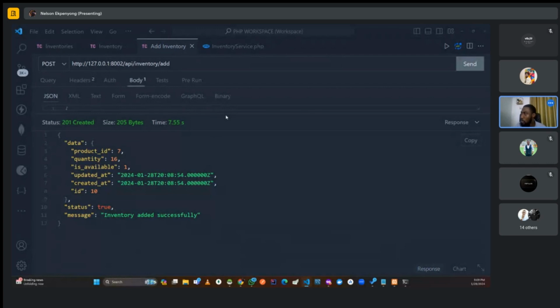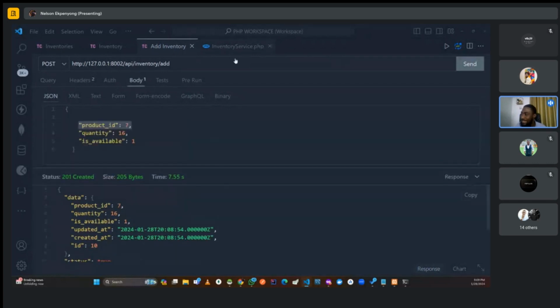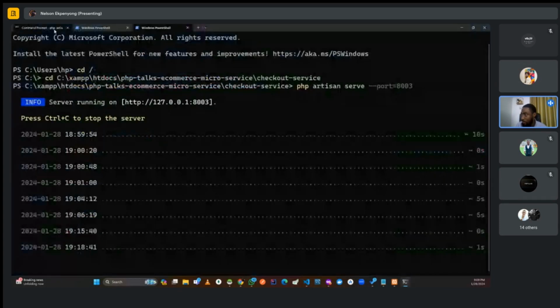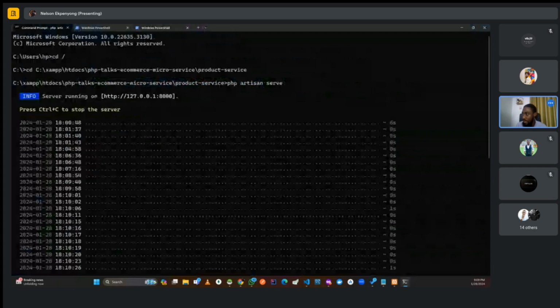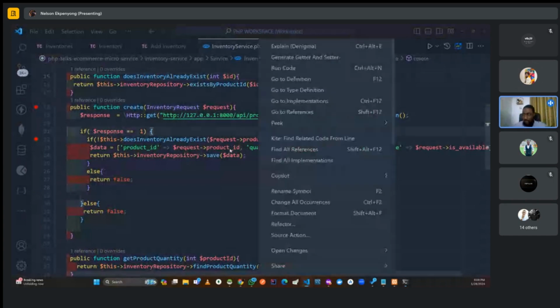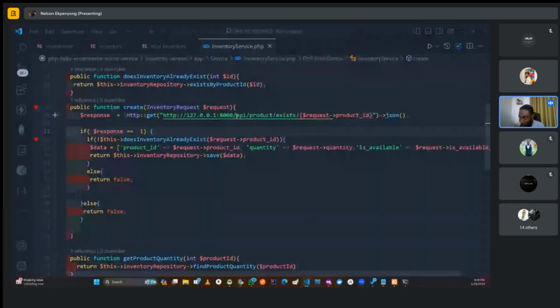So you see, the inventory service first makes an internal HTTP call to the product service. Remember this endpoint. Remember the product service was running on port 8000, when we first started the demo? This is the product service, 8000. So they are separate, right? They are running separate instances with their databases. So it first makes a call to this one, and depending on the response, it does something.